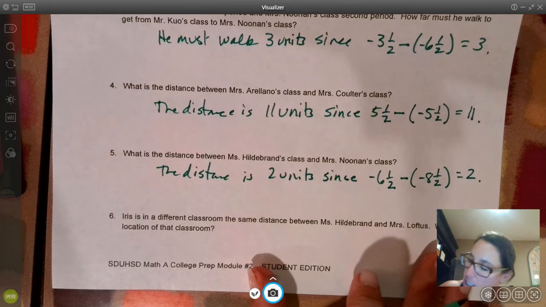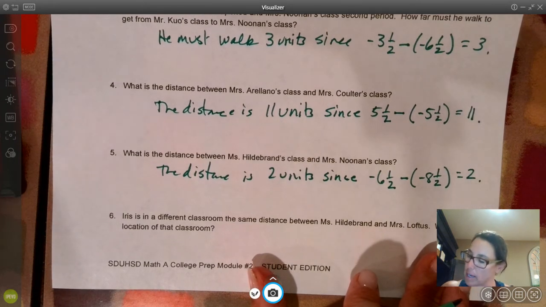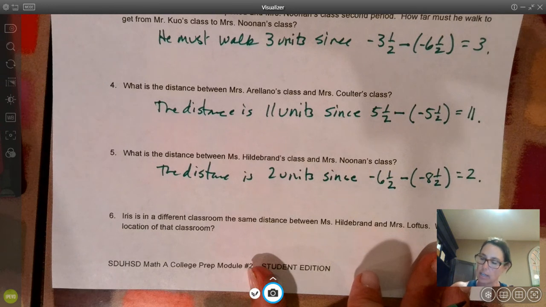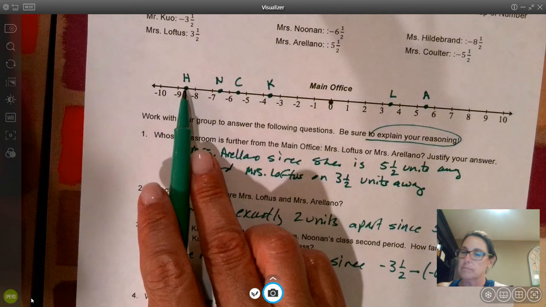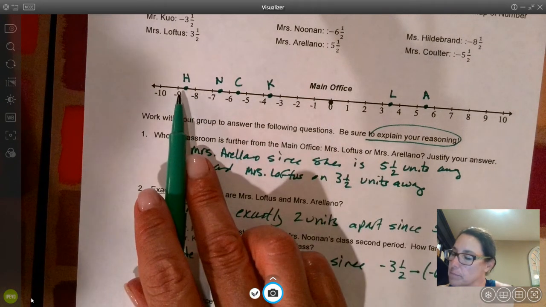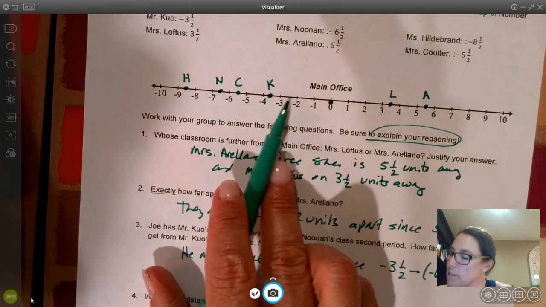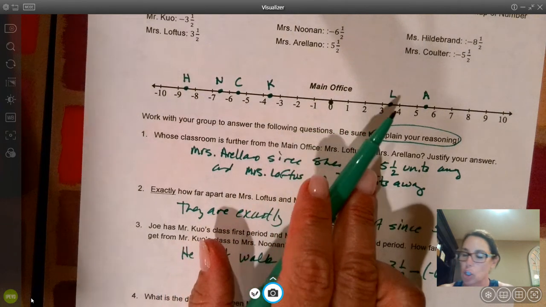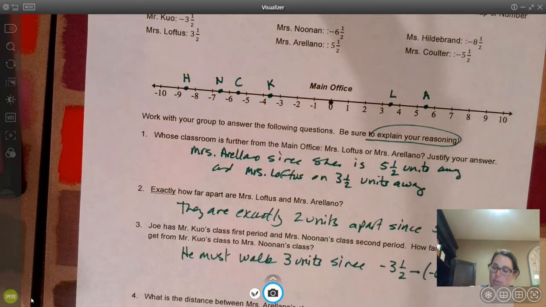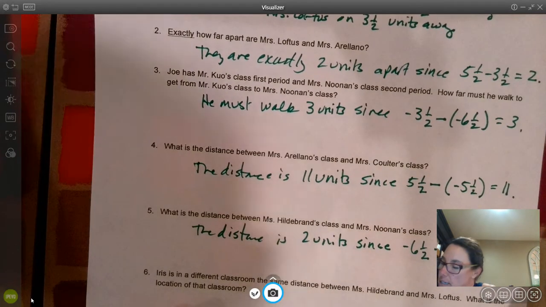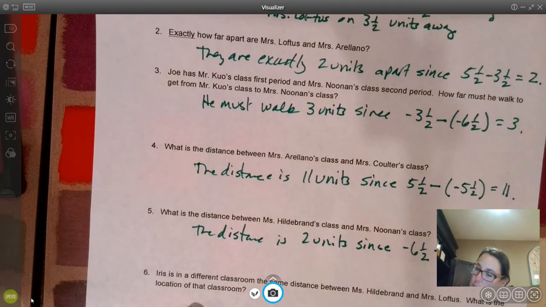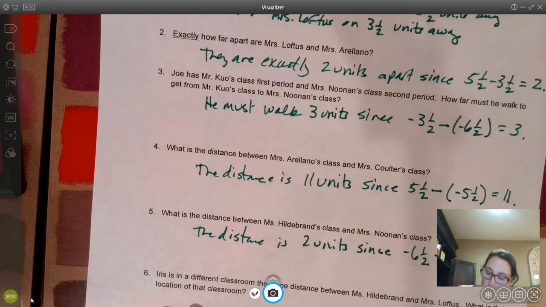Iris is in a different classroom, the same distance between Miss Hildebrand and Miss Loftus. What is the location of that classroom? Let's look at Hildebrand and Loftus. H is here, L is here. So 1, 2, 3, 4, 5, 6, 7, 8, 9, 10, 11, 12. I count 12 units. So Iris is in a different classroom, the same distance between those.